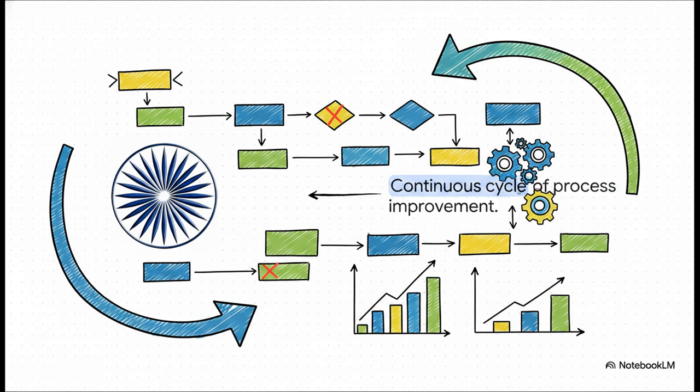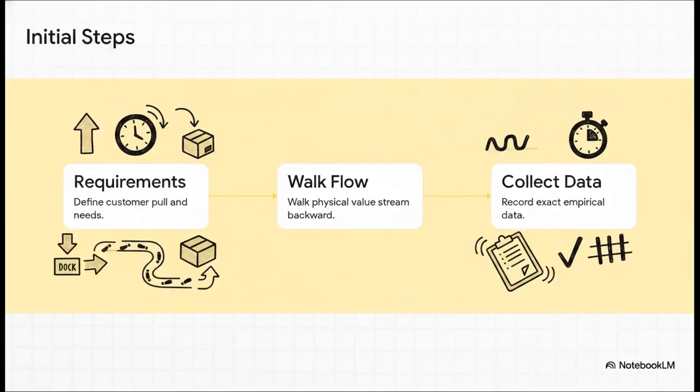That's the dream, right? VSM diagrams the complete flow of materials, information, and critical decisions from the very beginning all the way to delivery. It creates this beautiful, continuous cycle of exposing waste, stabilizing your capacity, and ensuring value flows seamlessly to your end user. Okay, so how do we actually execute this map?